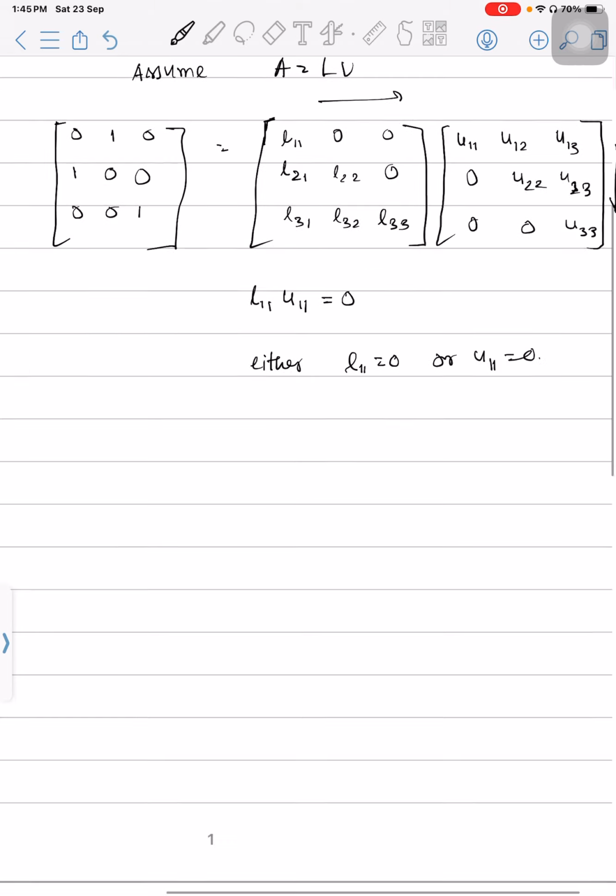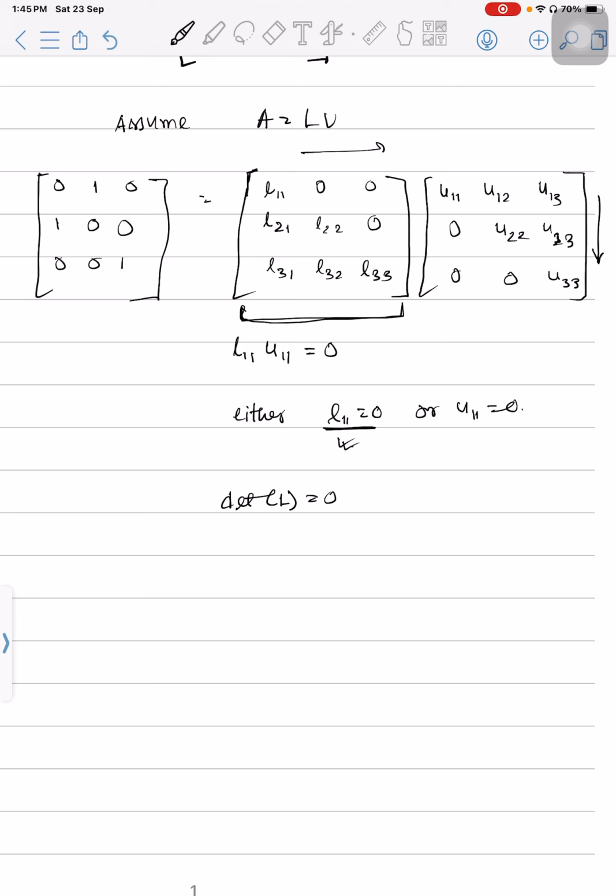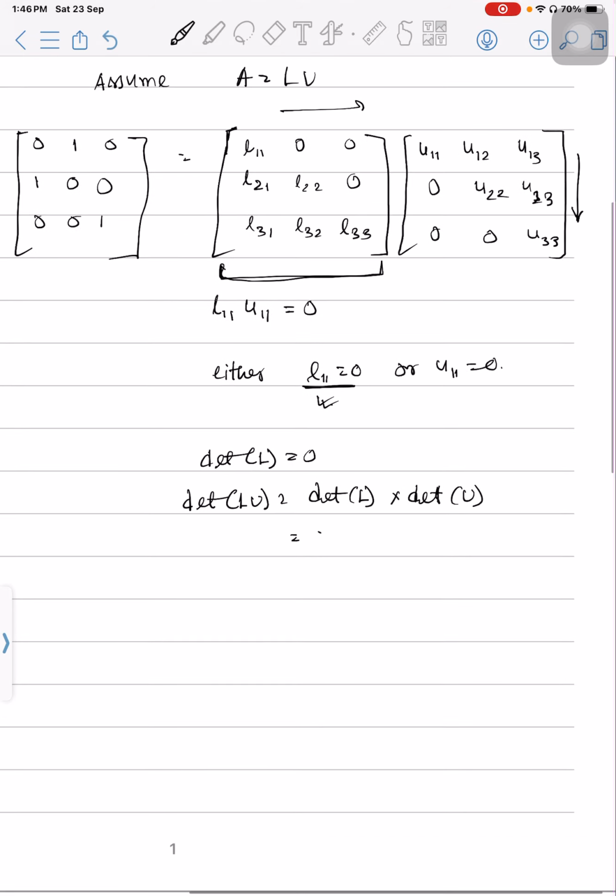If any of them equals 0, let's say without loss of generality, let's take L11 equal to 0. If L11 equals 0, then this lower triangular matrix has determinant 0. So the determinant of L equals 0. And we know that the determinant of LU equals det L times det U. So the right hand side matrix has determinant 0.